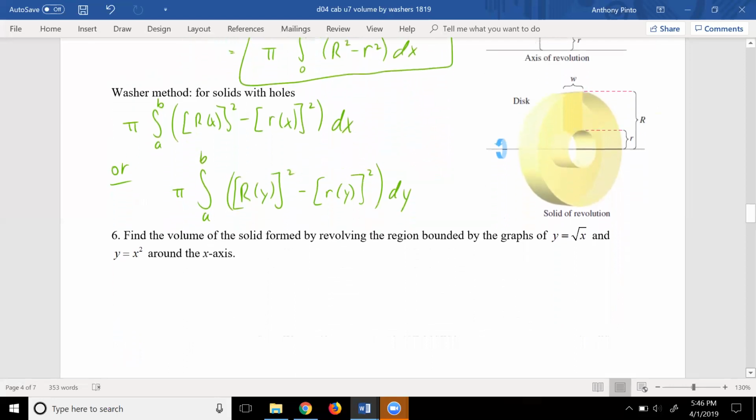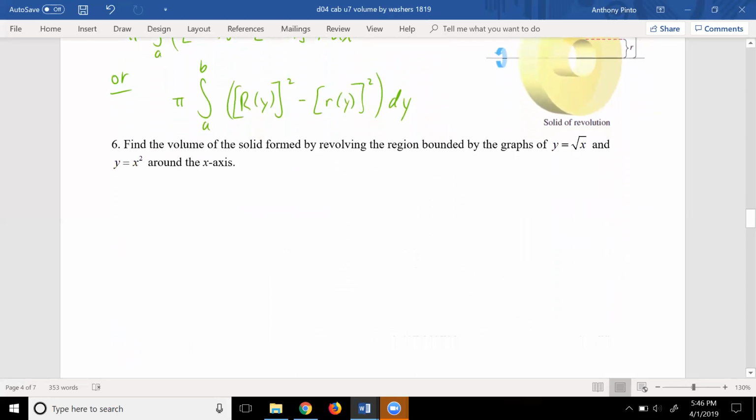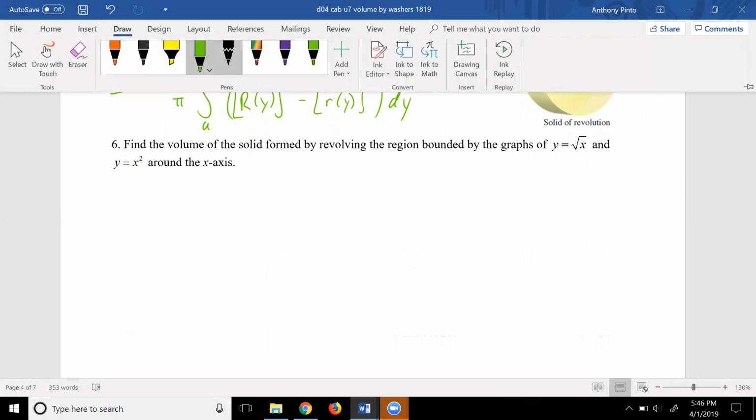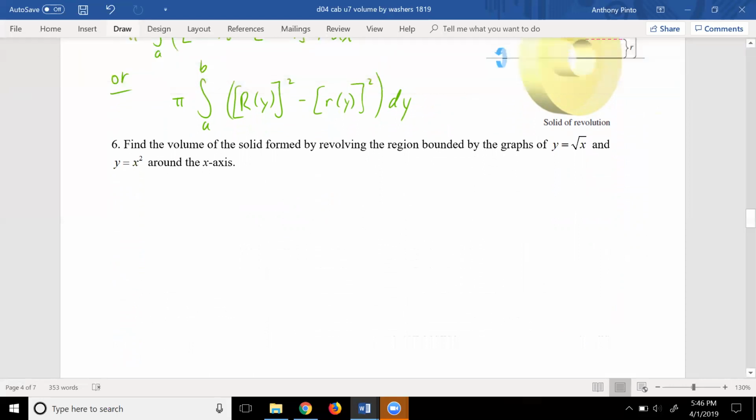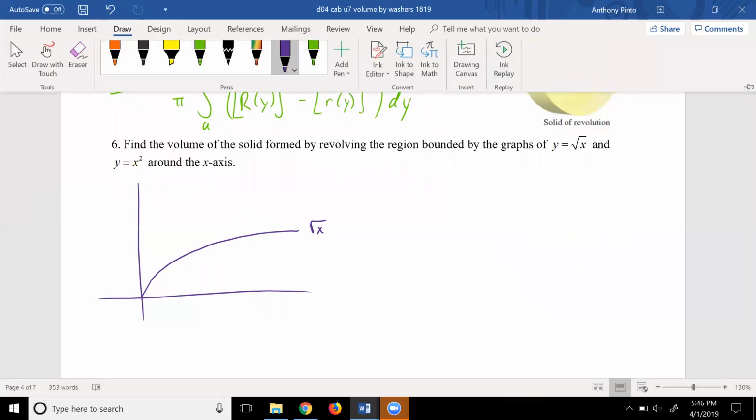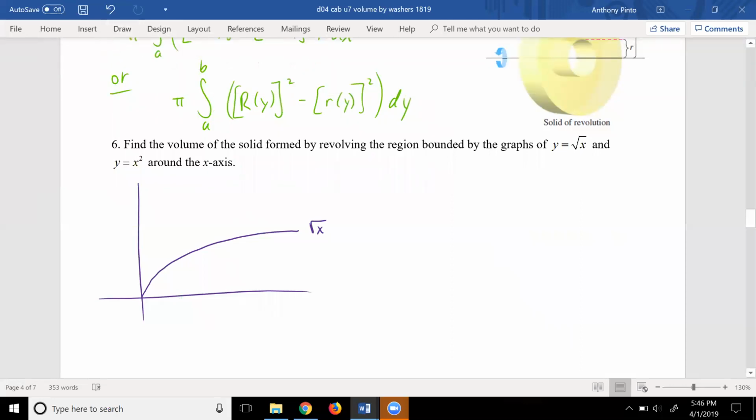So an example of this, number 6 says, find the volume of the solid formed by revolving the region bounded by the graphs of y equals square root of x and y equals x squared around the y-axis. So to do this, we're going to first sketch this out. So y equals the square root of x looks something like this, and y equals x squared looks something like this, right? And obviously this is a parabola, so it would continue on this side, but we only care about the region bounded by these two graphs.